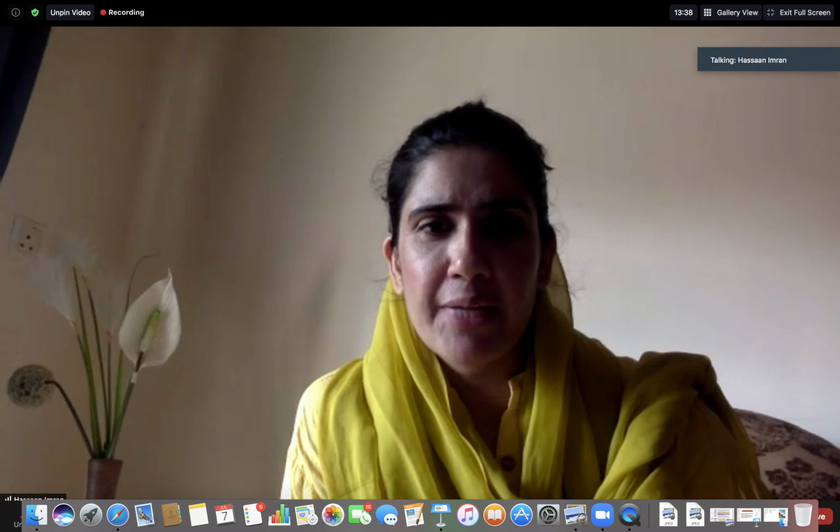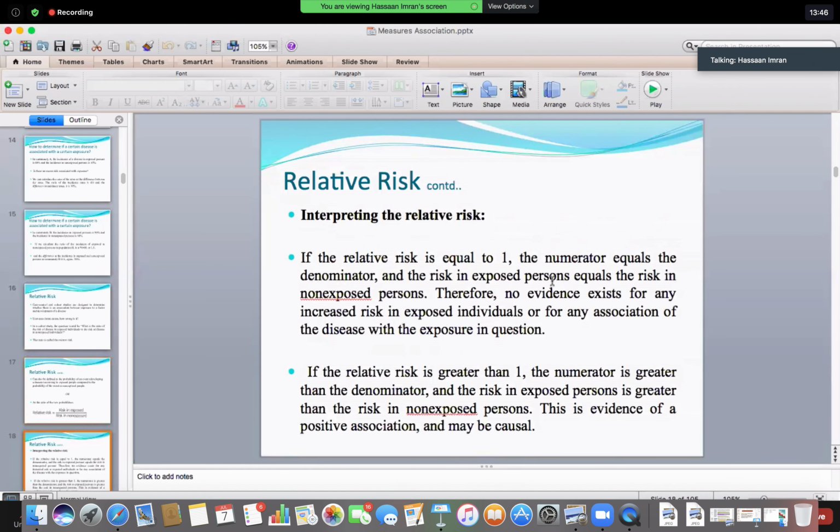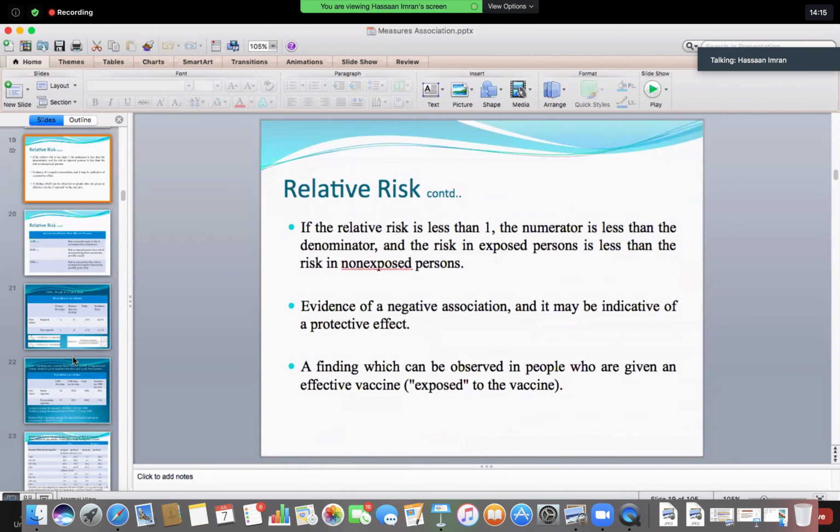Okay, so let me quickly take you to the interpretations here again. We have talked about interpreting the relative risk, so I need not read it out for you; you can read it yourself. Greater than 1 is evidence of a positive association, and it may be causal. I've given you that example. Whenever we have a very strong association, as I told you, the literature says somewhere around 30, then we can say that this is a causal association.